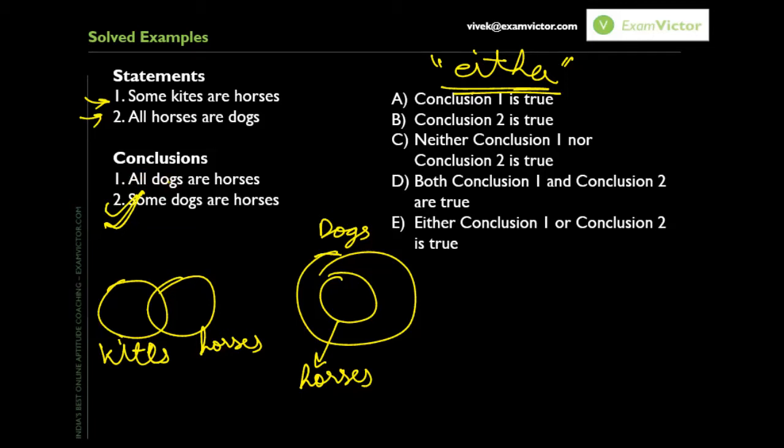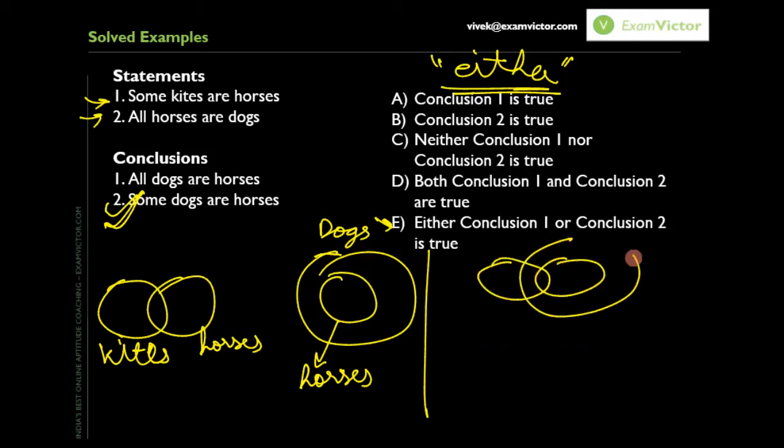So some students get confused if maybe the answer should be E. Guys, kites has not been mentioned at all. It's fine. Nobody cares about kites, so we also don't care about kites. The whole question is revolving around the relationship between dogs and horses. So one way of combining these two would be to draw a diagram like this.